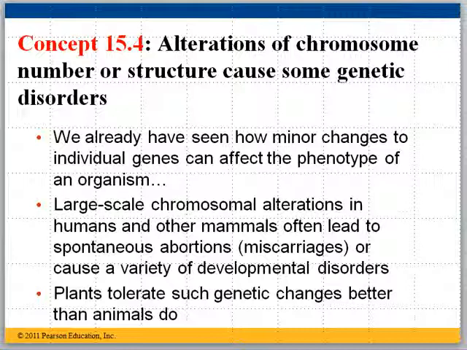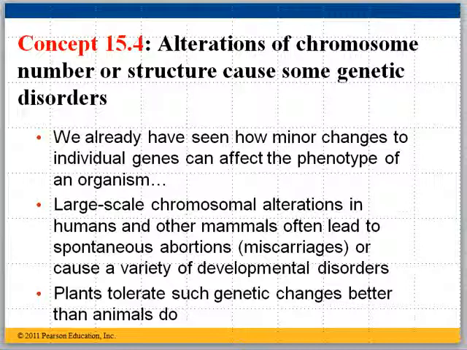It says we've already seen how minor changes to individual genes can affect the phenotype of an organism. So we have different alleles for a trait. Let's just pick one, like pea flower color. The change between a white flower and a purple flower, the difference in the allele for flower color, may only be a nucleotide or a couple of nucleotides. It's a very minor change between those alleles, but it ends up showing completely different flower colors. So that's a very small change.